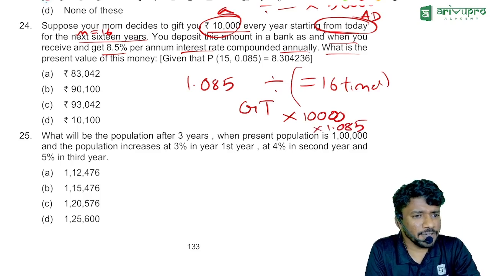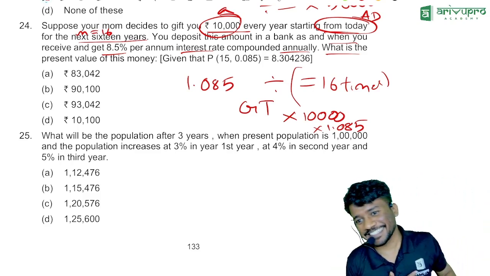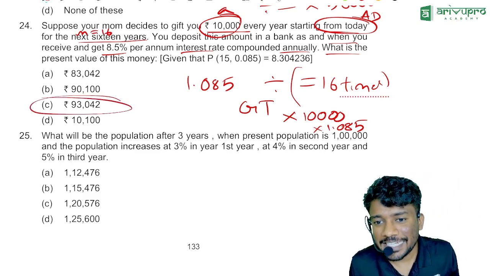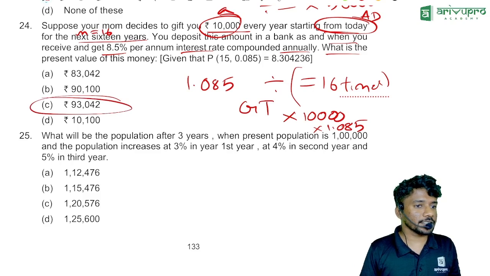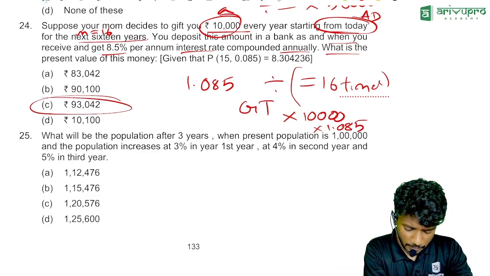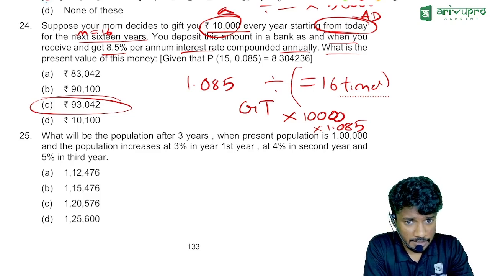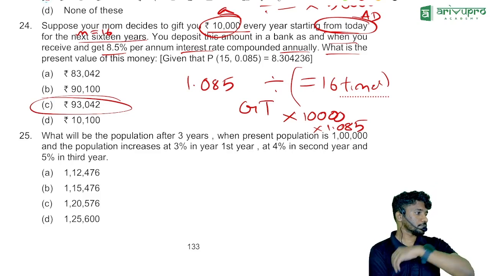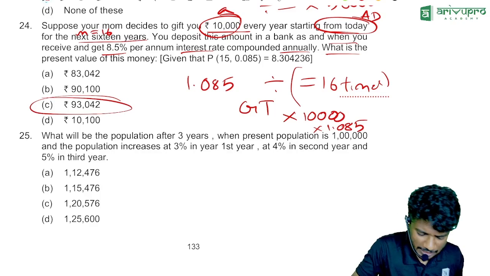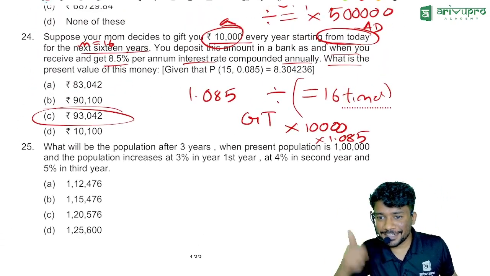That is also fine. Any method. I just forgot that, that's why I put it over here. Okay. How much did you get? 93,000. 93,000 40. 1.085 is also there. Correct. Yes.